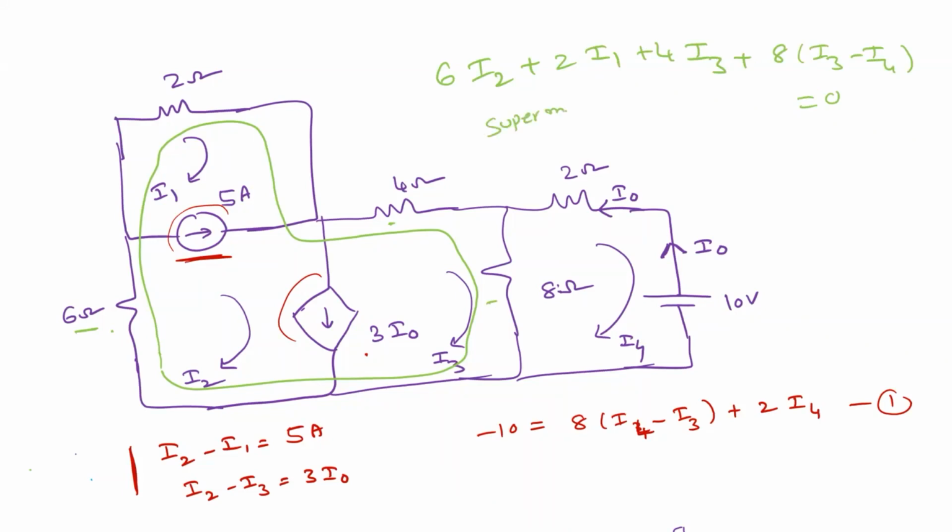Is this visible? Yes, sir. Why didn't we take the fourth loop in the super mesh? Because it doesn't have a current source, right? There is no need to consider it. From this point, this current source is enough. You don't need to consider this fourth loop, as it has its own equation.